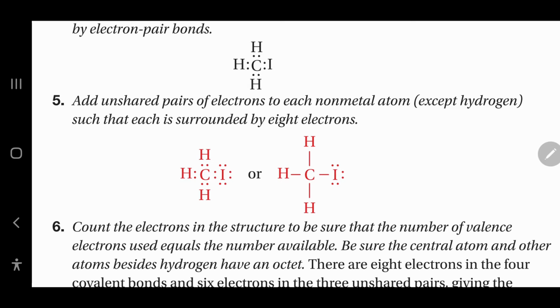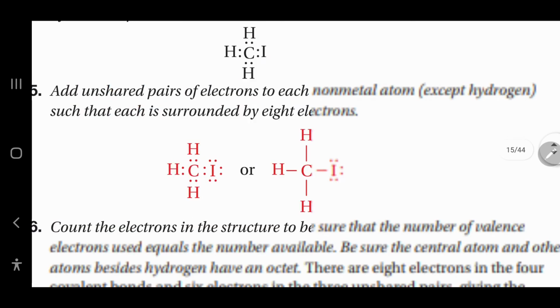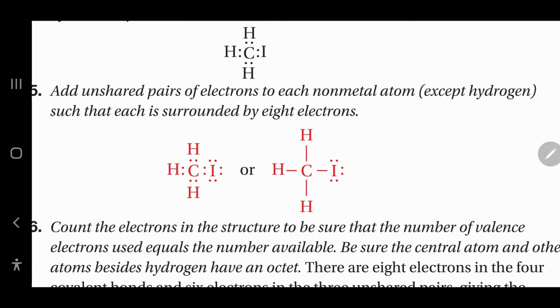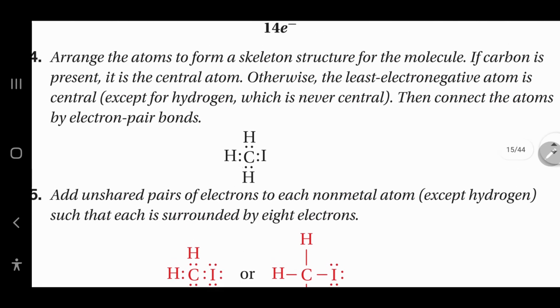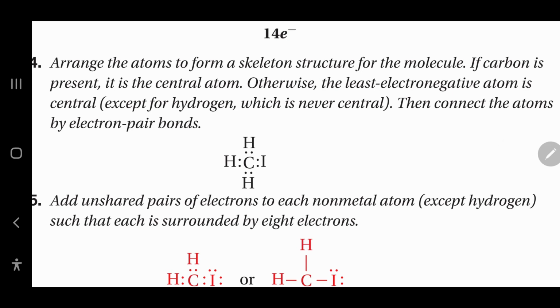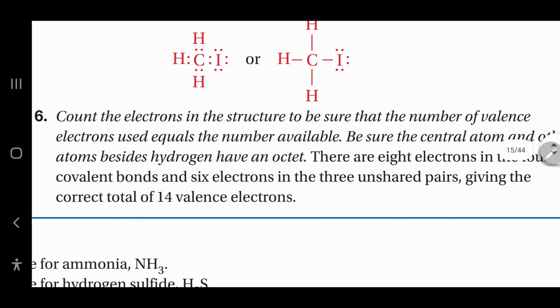So how? Now here we have iodine. Iodine already contains 2 electrons with carbon, so iodine needs 6 electrons to reach the octet rule. So we add the 6 electrons around iodine, and now the total number of electrons used is 6 in iodine plus 8 here, so the total is 14, which is the same as the total number of electrons we have.